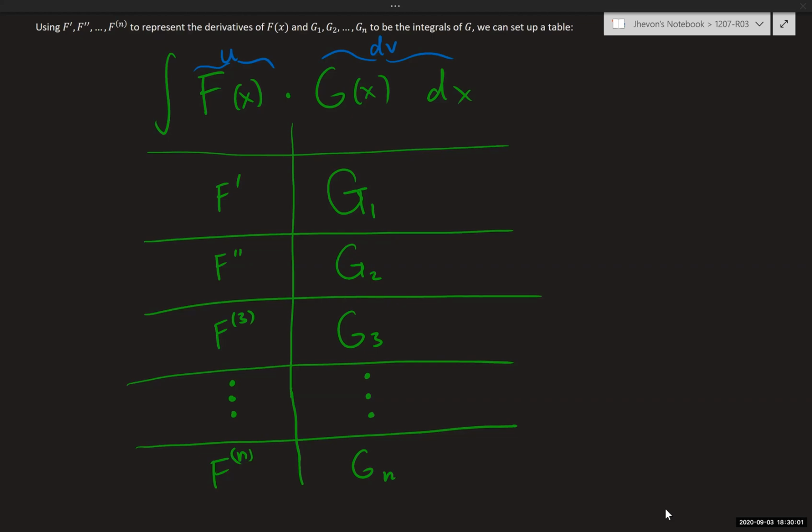No, you just need f prime. You don't need to write the dx. Okay, so I'm going to write down, I have a function, keep differentiating it. Then the other function, the dv part, keep integrating it. You're going to construct a table like this.